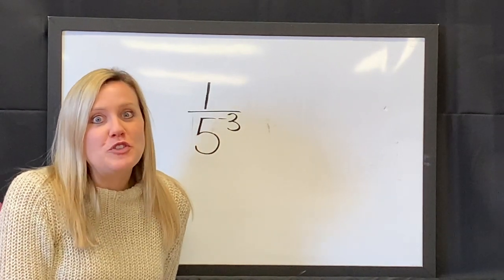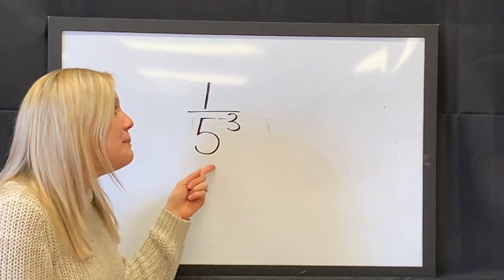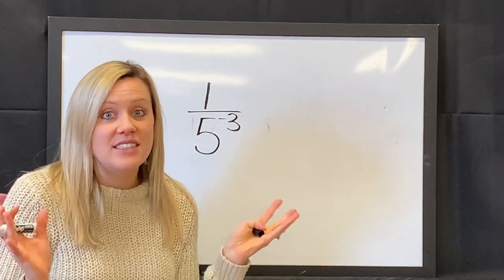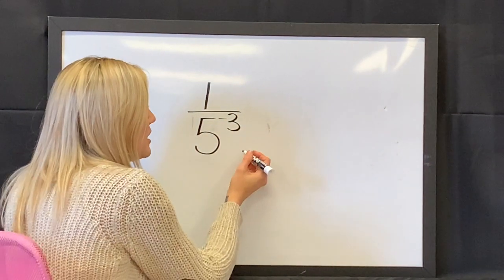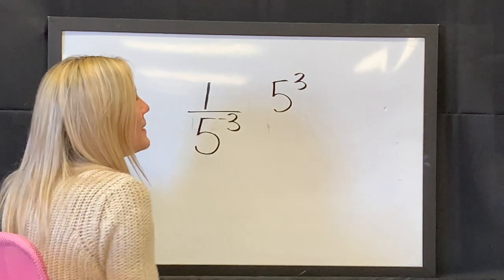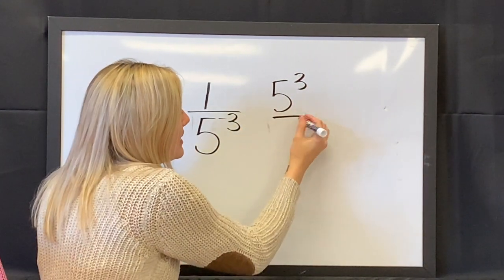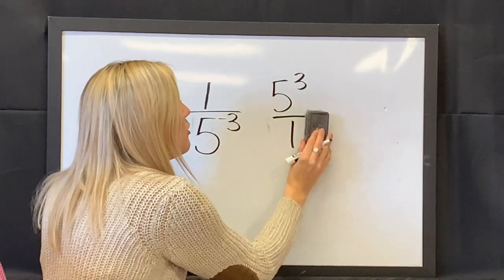So I know I told you that a negative exponent means division, but when it's already being divided, it kind of undoes it. So we are actually going to write this as a positive exponent, 5 to the third power. But this time we're going to write it in the numerator. Okay, so I could write it like this, over 1, but you don't really have to do it.